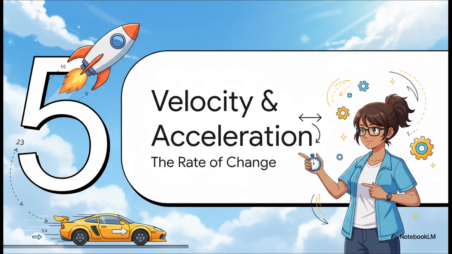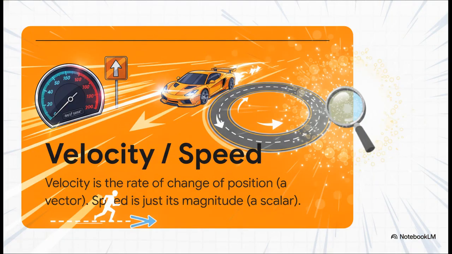Okay, so we figured out how to describe where something is and how far it's moved. Now we need to talk about how fast all of this is happening. And this is exactly like our distance and displacement story. Speed is the scalar. That's the number on your car speedometer. It only tells you how fast. Velocity, on the other hand, is the vector. It's your speed and the direction you're going. This means you can actually have a constant speed while your velocity is changing all over the place, like if you're driving in a circle.